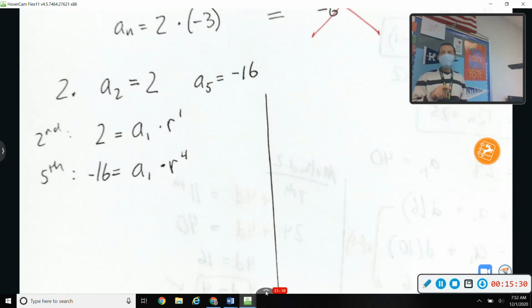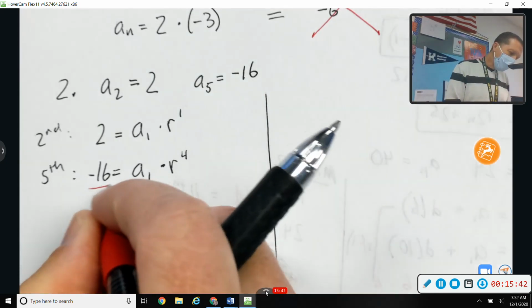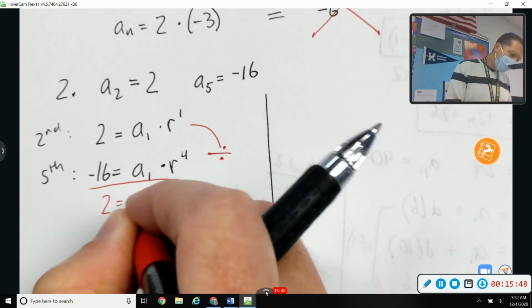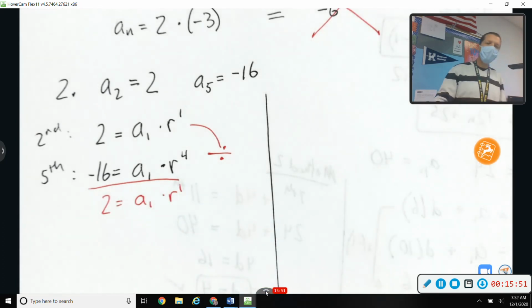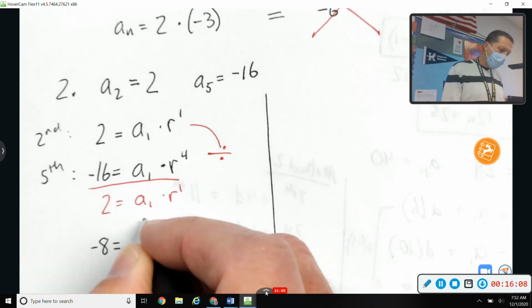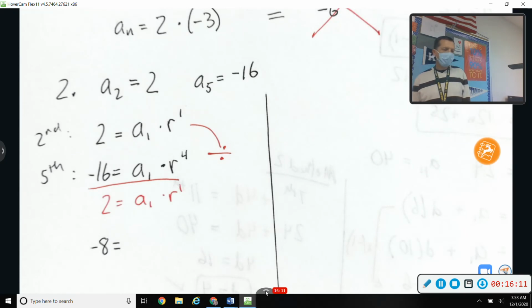Now, combining these is a little different than combining with arithmetic. The arithmetic combination is a solution method you've done before, where you eliminate a variable by adding and subtracting. Here, we're going to divide by the first equation, because when we divide by it, A1s will go away. So it's a little bit weird, but instead of adding equations together, we're going to divide an equation. Negative 16 over 2 is negative 8. A1 over A1 goes away. That's why we're dividing. A1's gone.